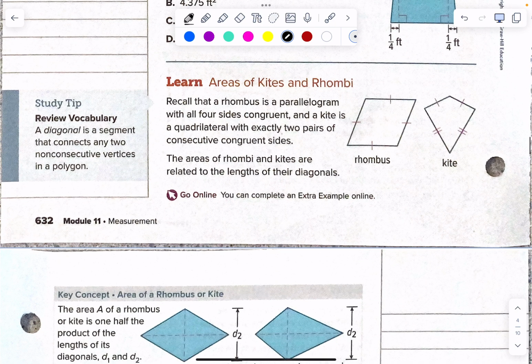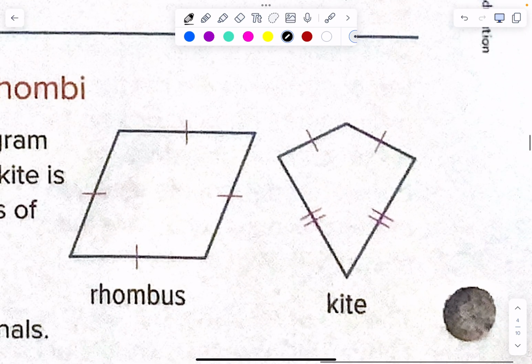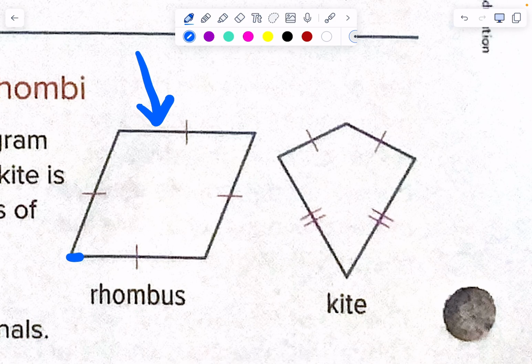Okay, kites and rhombuses. Here is a rhombus, and a rhombus we already know how to do because it's a parallelogram. So you're literally just doing base times height, except height is not this height. Height is this one, okay? So a rhombus is going to be the same way: base times height.